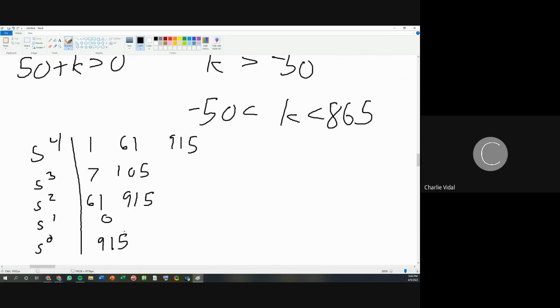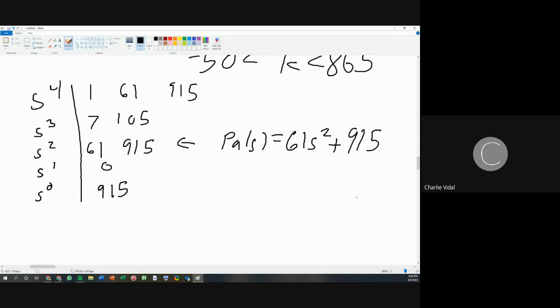because there's a 0 here, we go to the one above it, right? And we do this whole auxiliary equation, 61 S squared plus 915. And from that, we can find where it hits the imaginary axis. If you were to solve this out, you're supposed to set it equal to 0. So set this equal to 0.